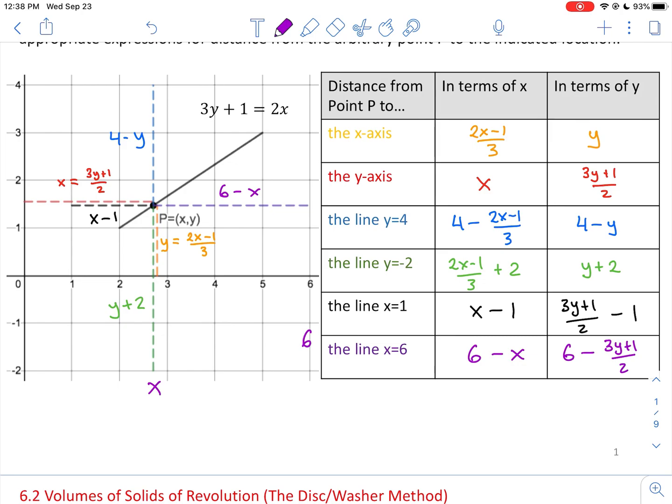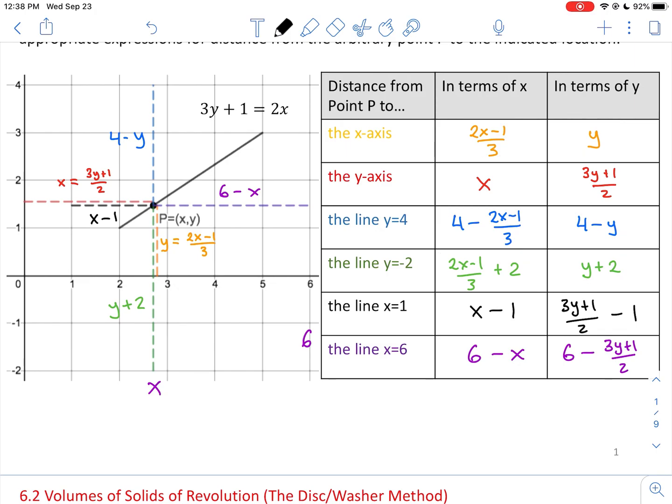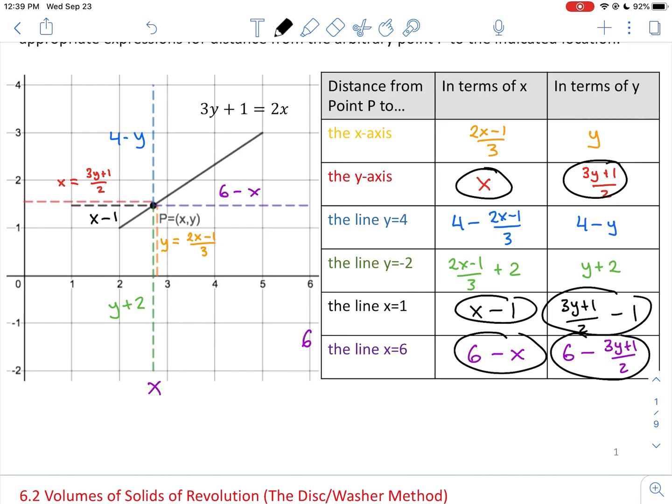Okay, now looking at this table, the vertical line segments that we were after are all very simple expressions involving y. And then if you need to express them in terms of x, you simply change the y to the rule for the function in terms of x. The horizontal line segments are all easiest to describe in terms of x. But if you need to express them in terms of y, then you simply change x to its function of y, and you get these other versions.